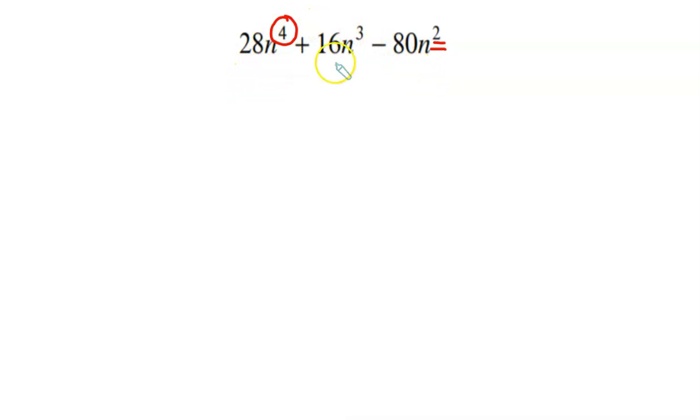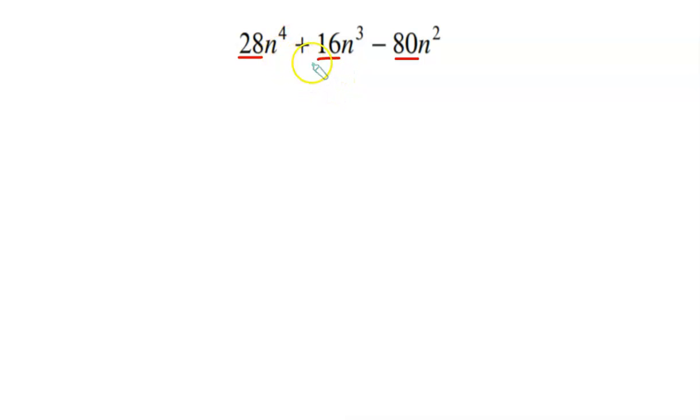So I need to think of, all right, first let's think of the numbers. I have a 28, a 16, and an 80. I need to think of the highest number that I can divide out of all of these. All right, so let's see. The lowest one is 16. So I'd first think, can I maybe divide 16 out of all of these numbers? Let's see. 28 divided by 16 is not an even number, so it can't be 16. So I've got to think lower.